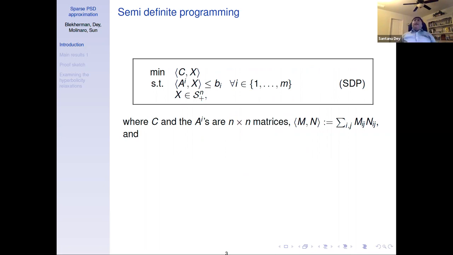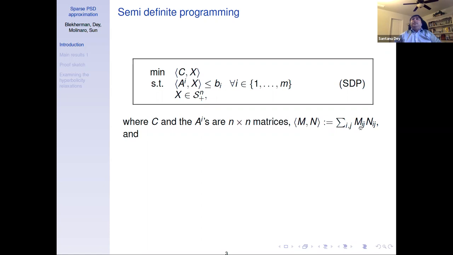So what are SDPs? What is semidefinite programming? Everyone in this audience knows, but just to set the notation, this is a class of convex programs where your variable X is a matrix variable, your objective is linear in the variables, and your constraints are linear. Additionally, you require that this matrix be in the PSD cone. When I say linear with matrices, I mean with respect to the trace product, and all data are symmetric matrices.